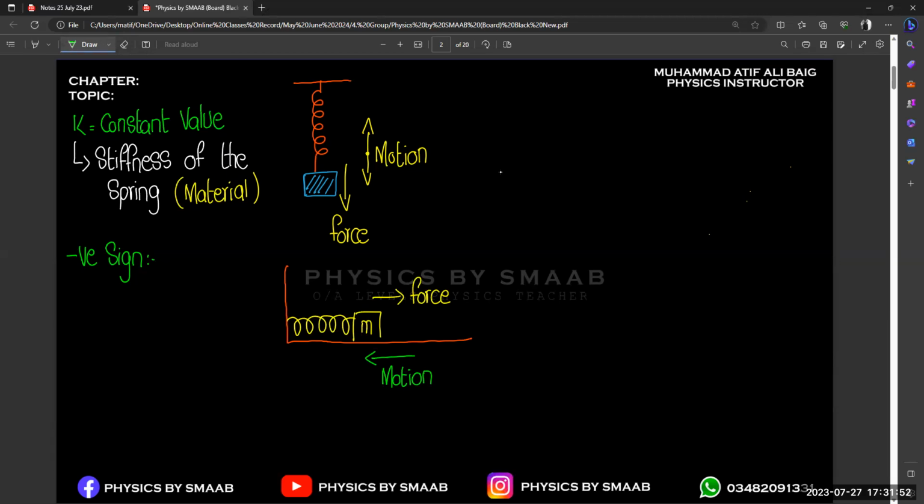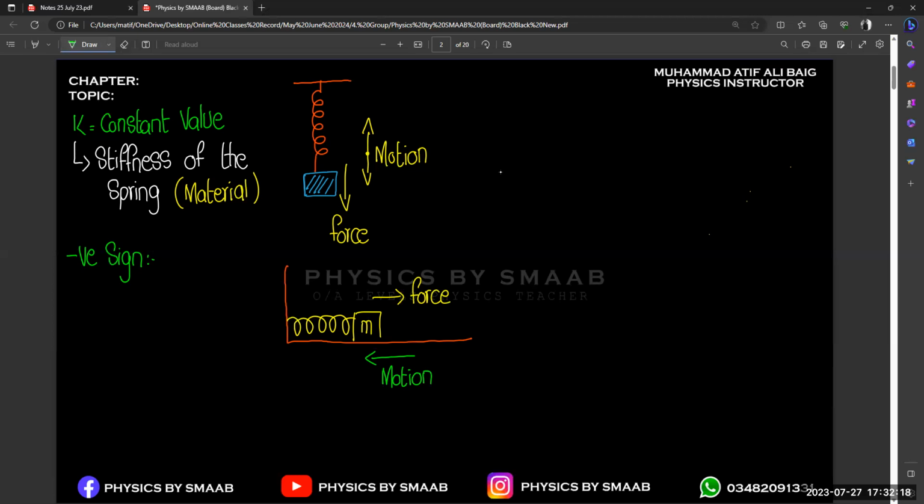Yes, that's correct. It goes backwards, right? Because whenever you try to pull the spring, the spring will always move in the opposite direction. So that negative sign shows you the concept of that opposite direction. No matter how much force we are applying, it always moves with the same magnitude in the opposite direction, right?